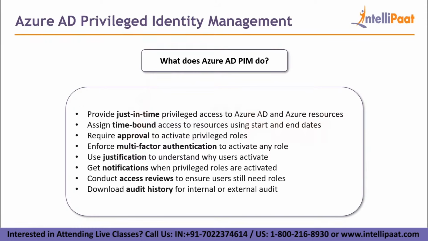That is, when you provide access to a user, you can provide the start and end dates with the time, so that even though the user is not deleting or deactivating their role, it will automatically be deactivated after the time lapses. After that, require approval to activate privileged roles. Sometimes you need approval from the administrator, or you can just make them eligible for the assignment and they'll have to activate it. Or you can enforce MFA for certain roles. Then use justification to understand why users activate for the role.